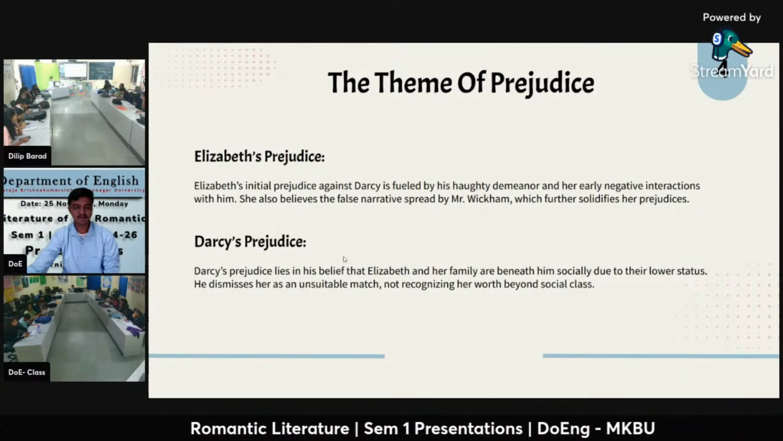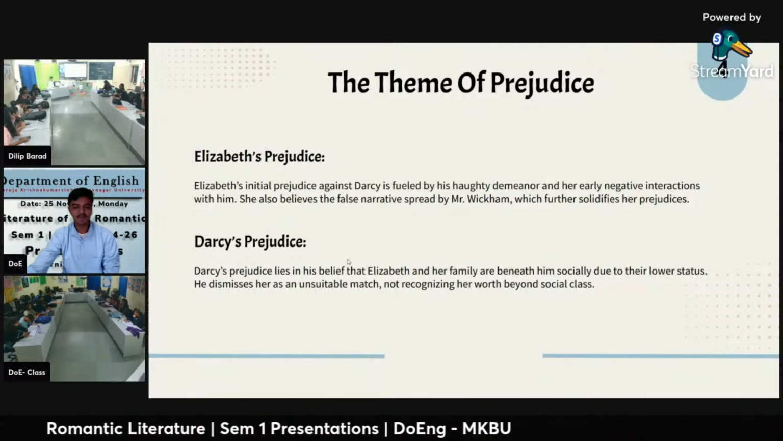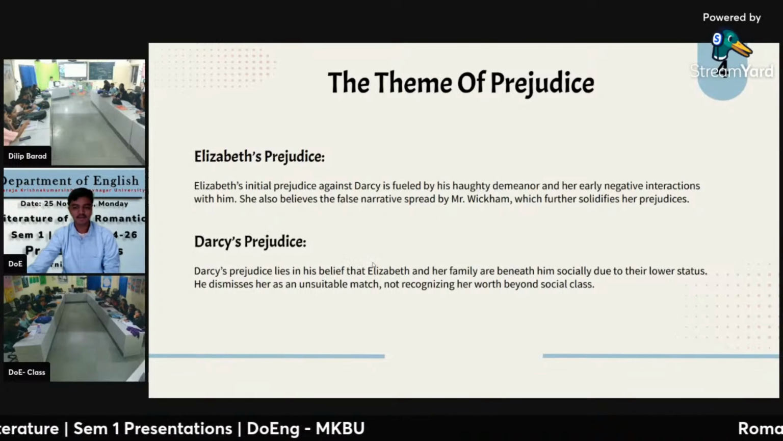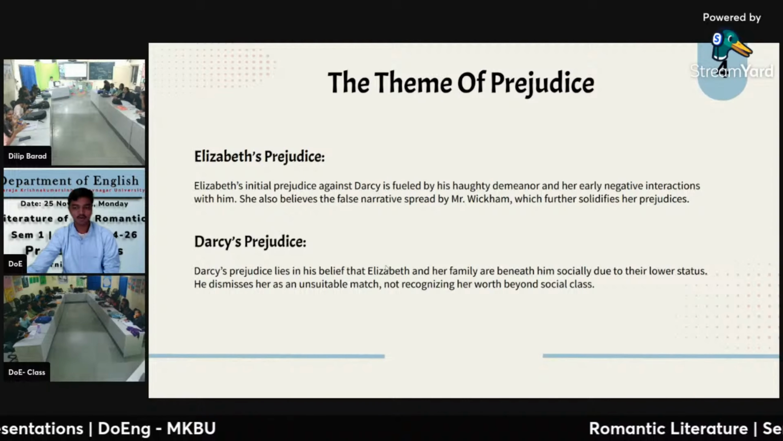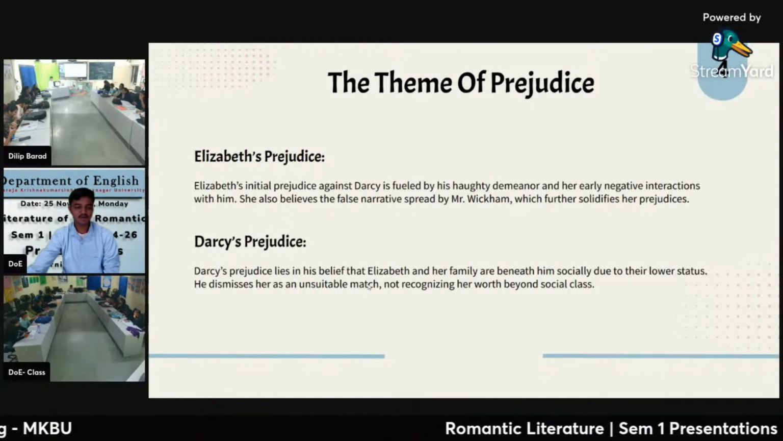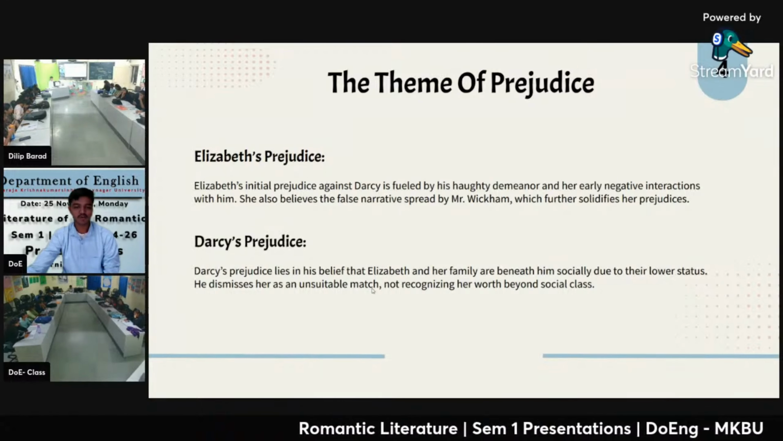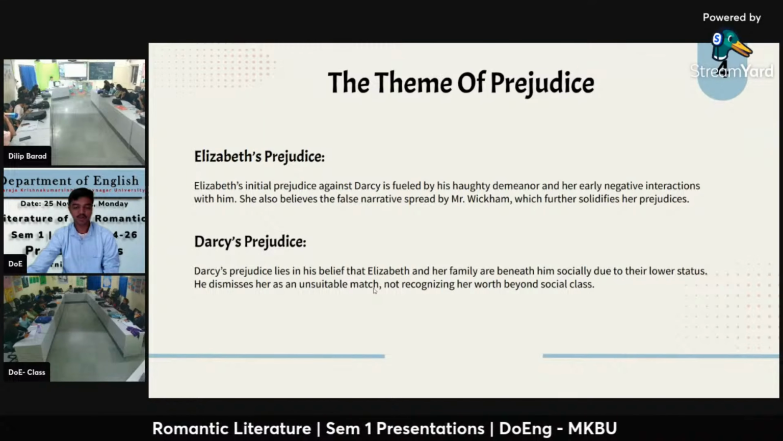Darcy's prejudice lies in his belief that Elizabeth and her family are beneath him socially due to their lower status. He dismisses her as an unsuitable match, not recognizing her worth beyond social class.